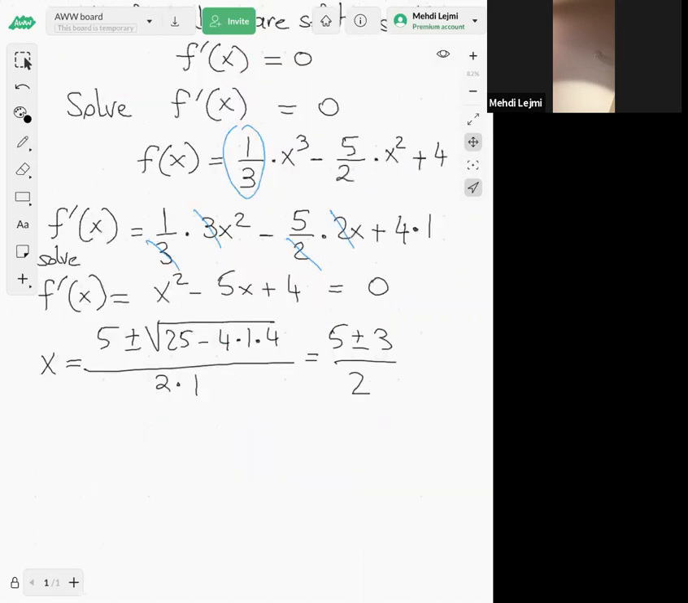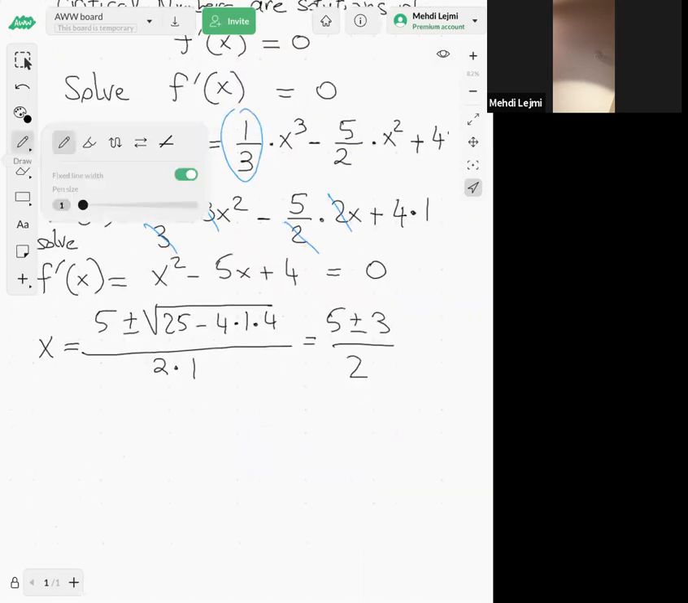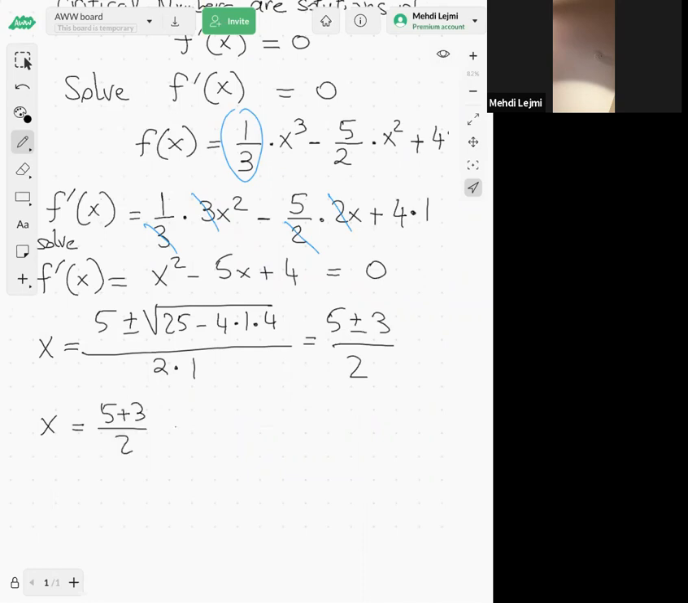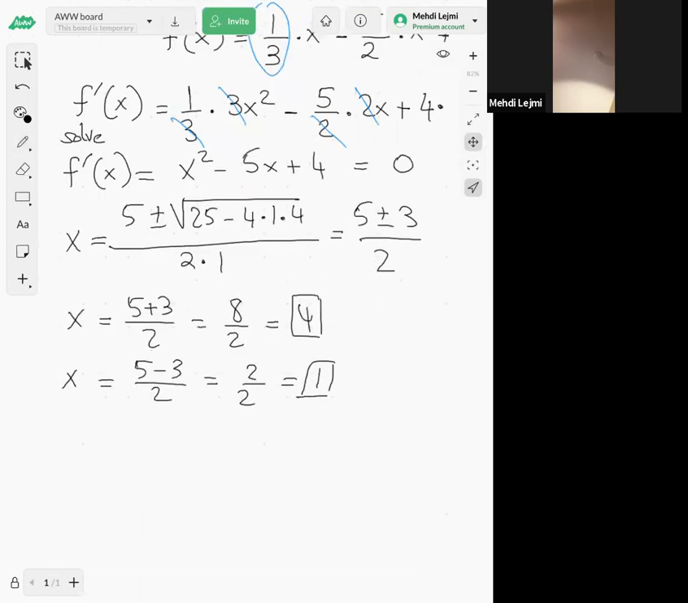So your x is 5 plus 3 over 2. That's 8 over 2. That's 4. That's the first critical number. And the second critical number is 5 minus 3 over 2. That's 2 over 2, and that's equal to 1. Okay, so we have two critical numbers, positive 4 and positive 1.